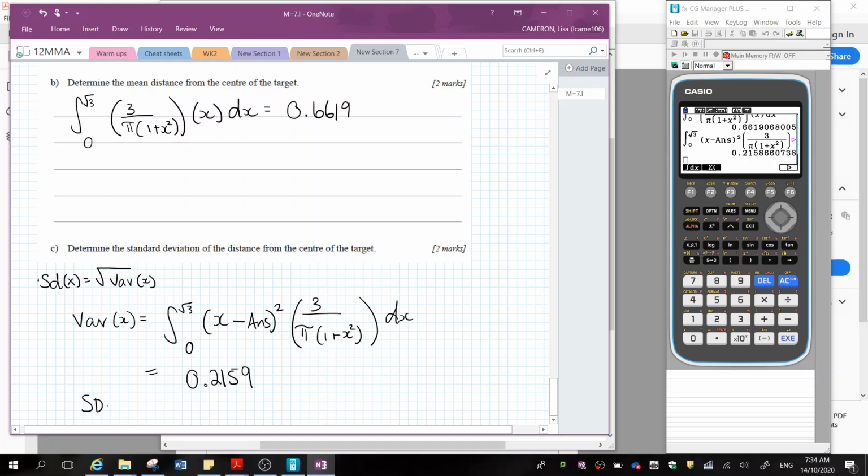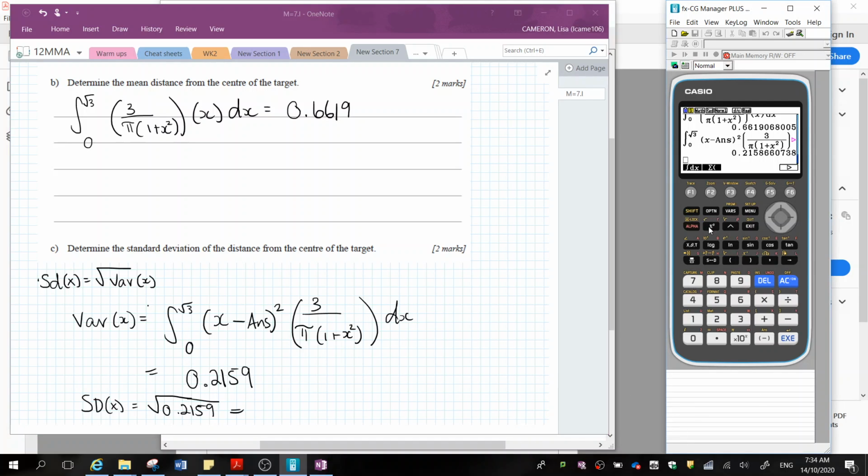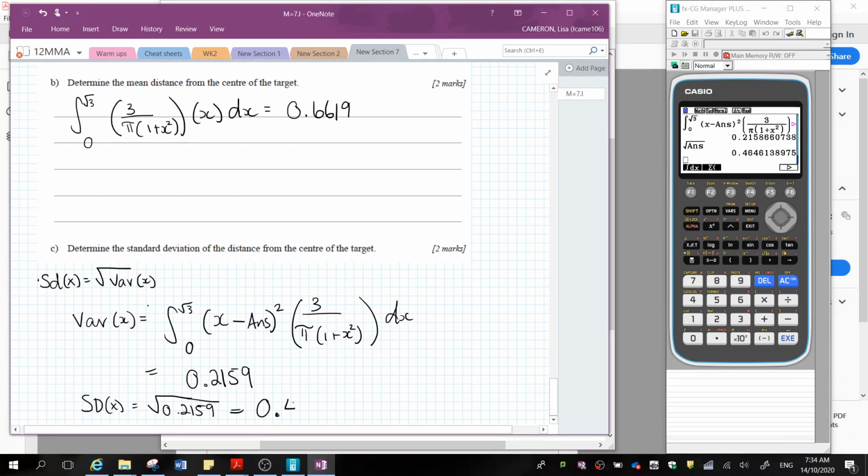So to get the standard deviation, we're going to take the square root of our answer. Now, remember, we are not going to use the rounded answer. We are going to put it in the calculator as the square root of answer so that we don't get any rounding errors. So my next thing, square root, answer, execute. So now I work out that my actual answer for the standard deviation is 0.4646. And that's it for question 14.